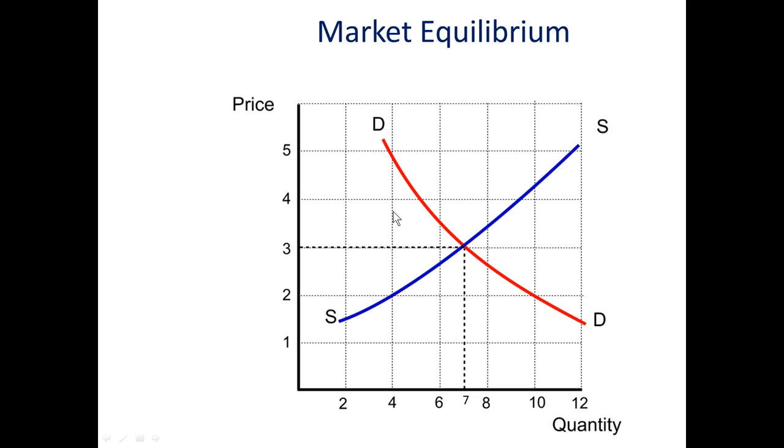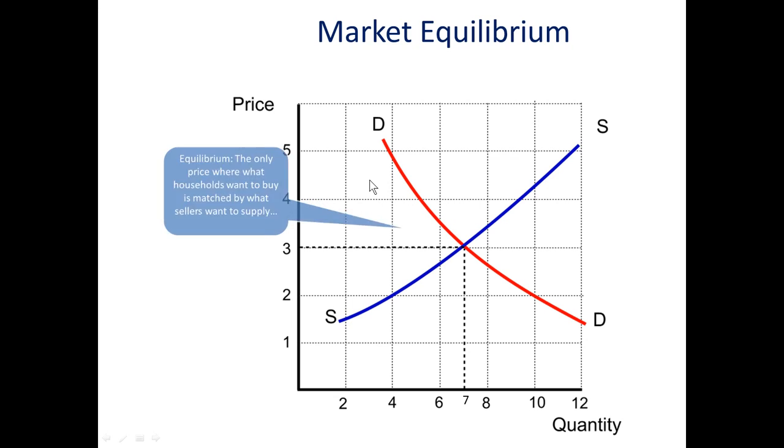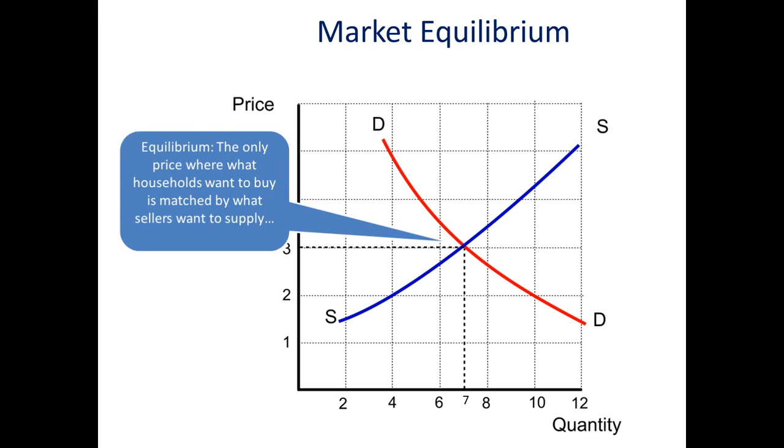In an earlier video, we developed the market equilibrium situation, and we showed that an equilibrium will occur where demand and supply curves cross. And we also said that it's the only price and quantity combination where households want to buy, what they want to buy is matched by what sellers want to supply. So any other price does not match those conditions. Of course, this is all ceteris paribus.